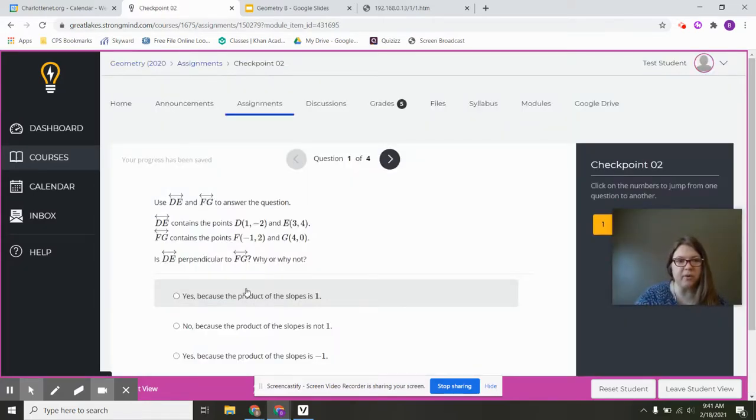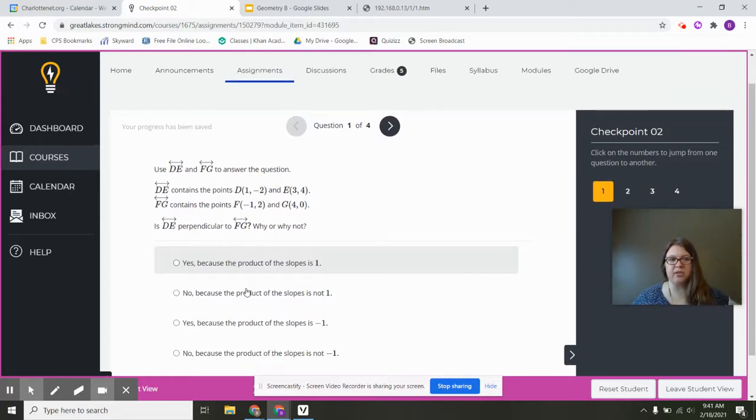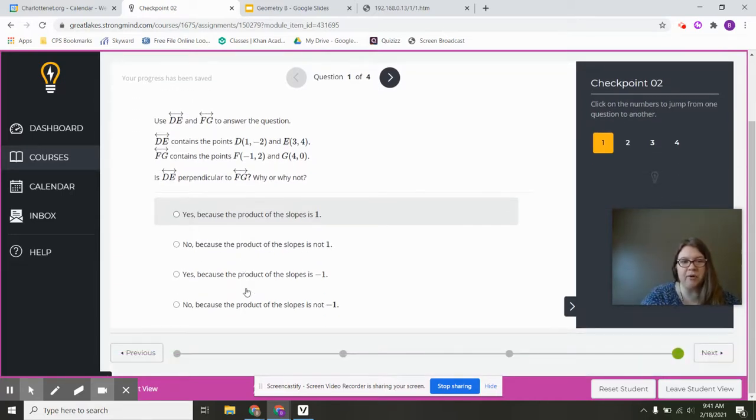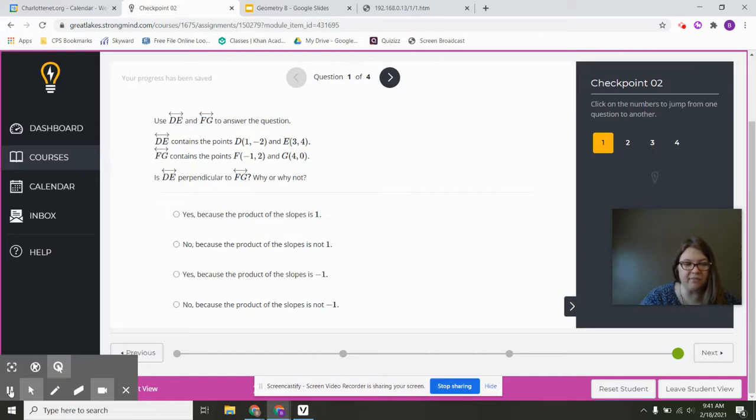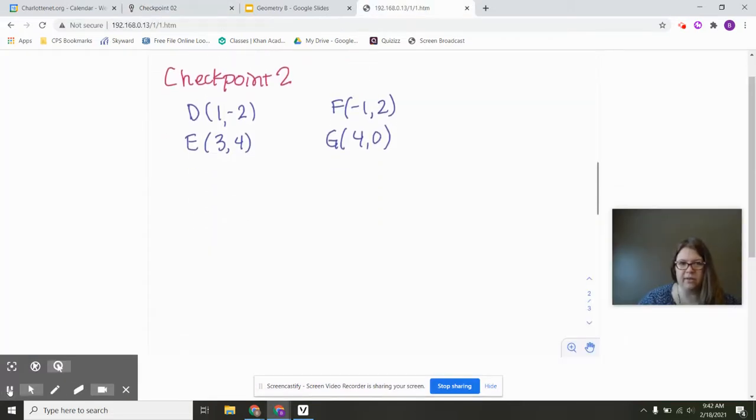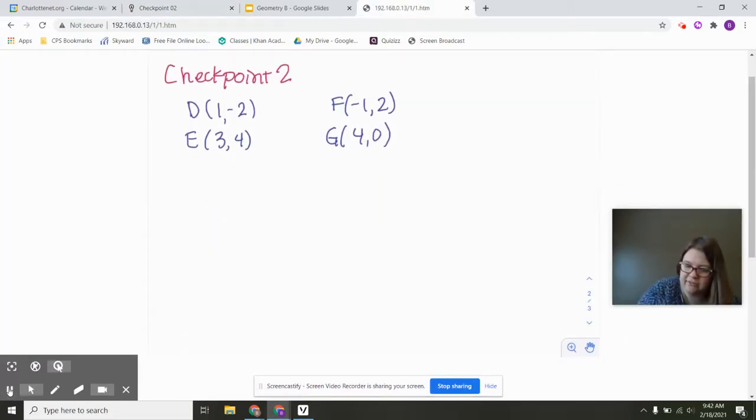Now here is checkpoint 2, and it has this question: we want to know, is that perpendicular, yes or no? So I'm going to start by writing these points down vertically like I've done, and all I have to do is subtract them. Negative 2 subtract 4 would be negative 6. 1 subtract 3 would be negative 2. The negative 6 goes in the numerator. The negative 2 goes in the denominator.